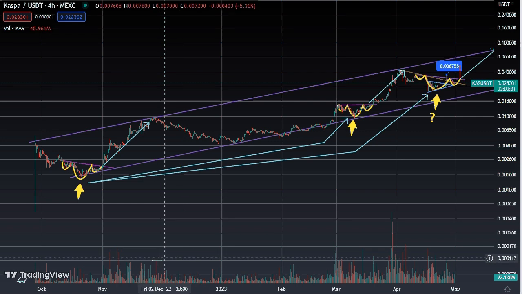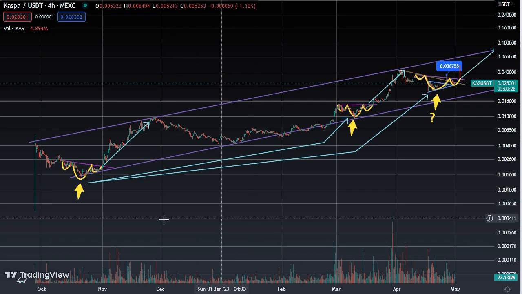And I hope you enjoyed me playing whack-a-mole with these TradingView pop-ups too. That was a lot of fun.